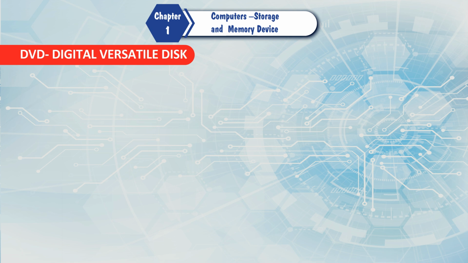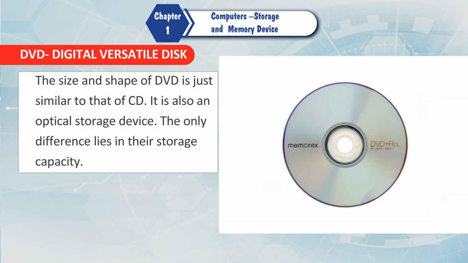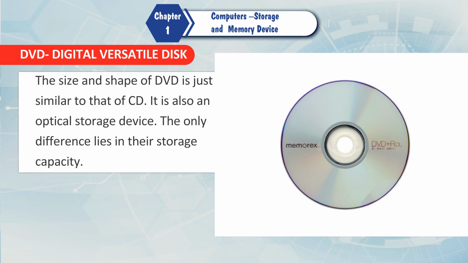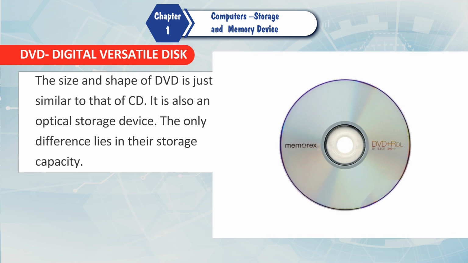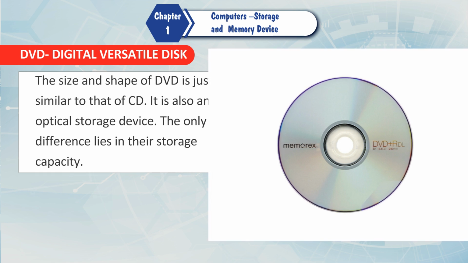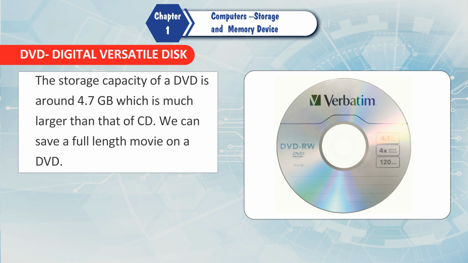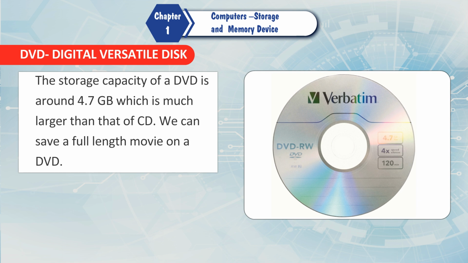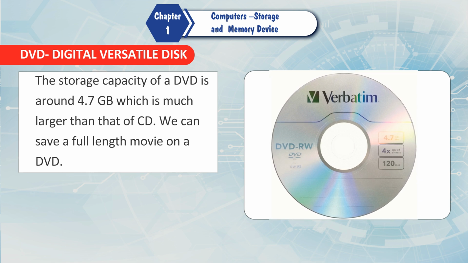DVD, digital versatile disc. The size and shape of a DVD is just similar to that of a CD. It is also an optical storage device. The only difference lies in their storage capacity. The storage capacity of a DVD is around 4.7 GB, which is much larger than that of a CD. We can save a full-length movie on a DVD.